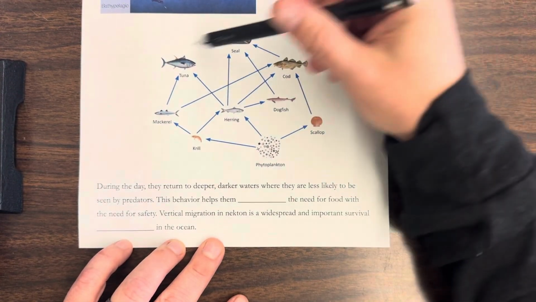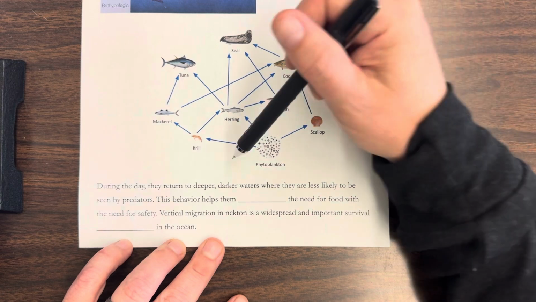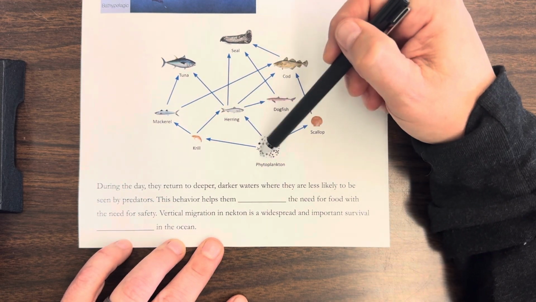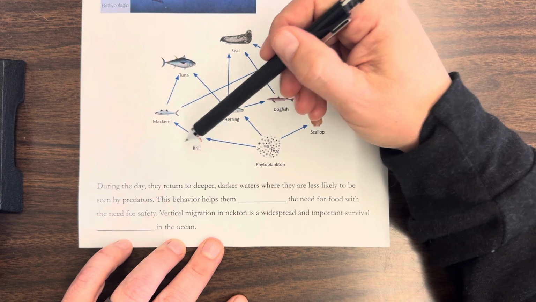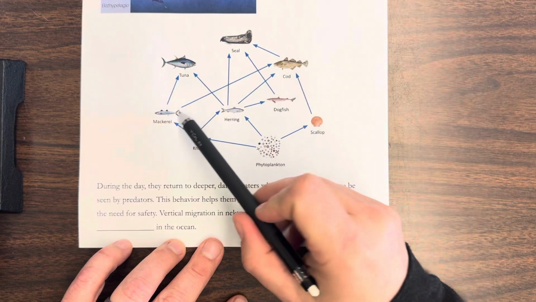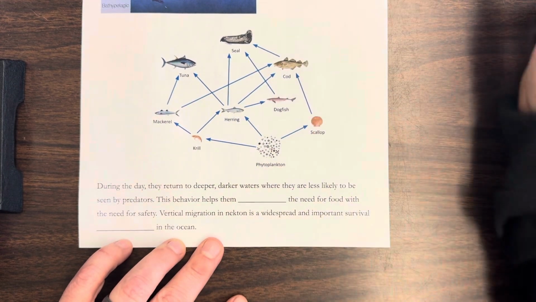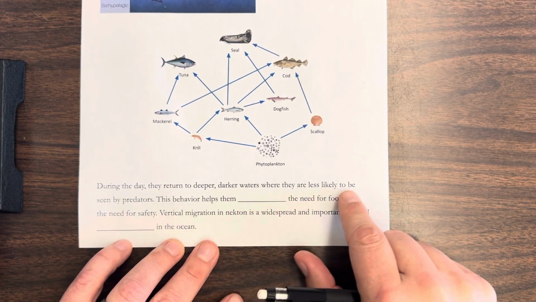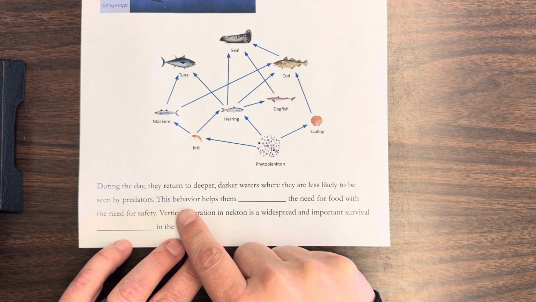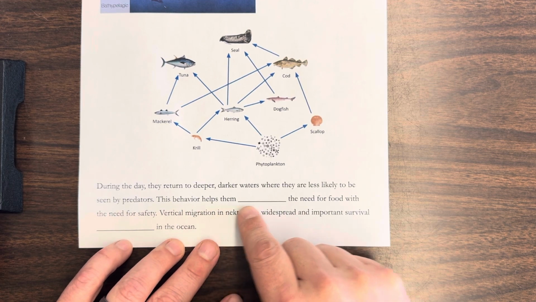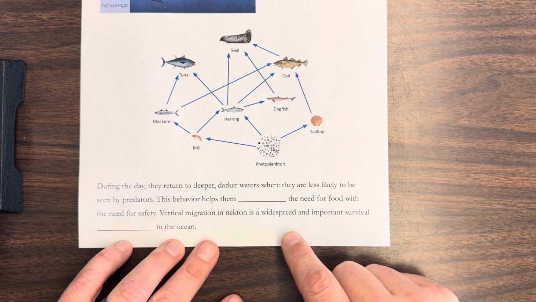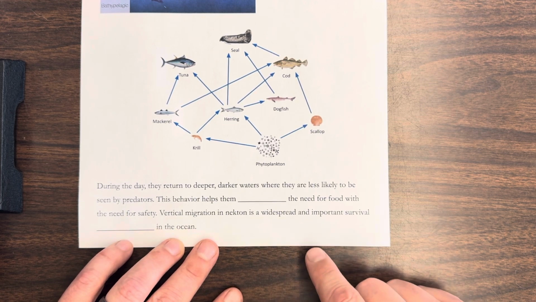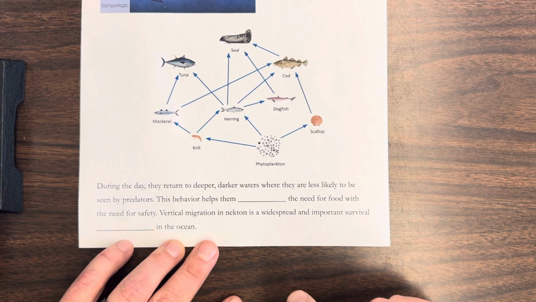And then we've got a food web here. Remember, arrows point towards what is eating this thing. So we have our phytoplankton being eaten by krill, and krill are eaten by mackerel. Mackerel are eaten by cod, right? During the day, they return to deeper, darker waters where they are less likely to be seen by predators. This behavior helps them balance the need for food with the need for safety. Vertical migration in nekton is a widespread and important survival strategy in the ocean.